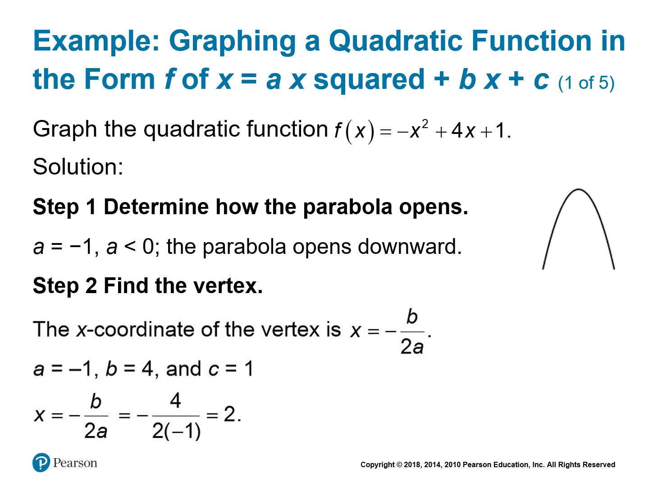Now let's look at an example of graphing a quadratic function in the form of ax squared plus bx plus c. So the quadratic function given to us, whose graph we have to draw, is f of x equals minus x squared plus 4x plus 1. Now we are going to go through the steps one by one that we learned previously, starting from first determining whether the graph opens up or down.